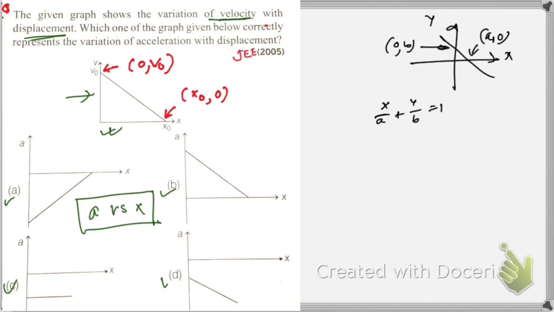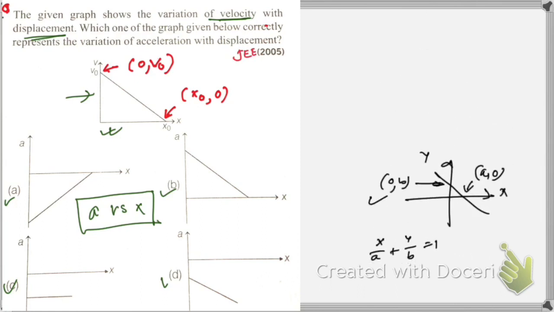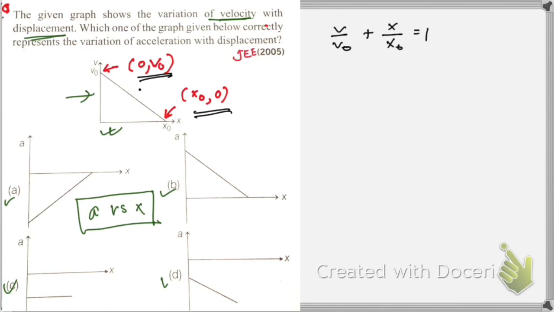So similarly, if you compare these 2 points with (x naught, 0) and (0, v naught), then the equation of this graph will be given by v/v naught + x/x naught = 1, right? So now let me clean these things. Now you see, if we simplify this equation, we're going to get v = v naught minus v naught x by x naught. That's what we're going to get, right?